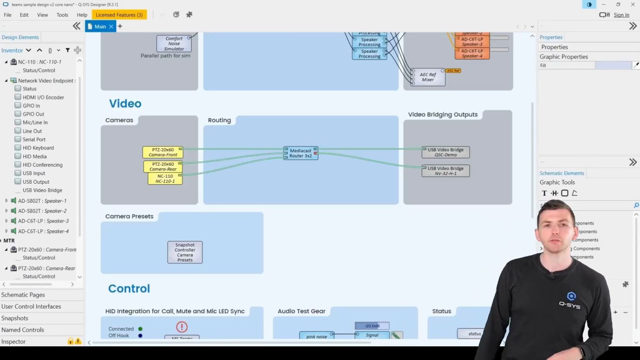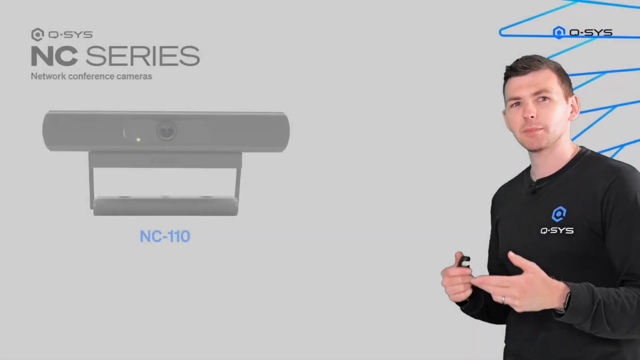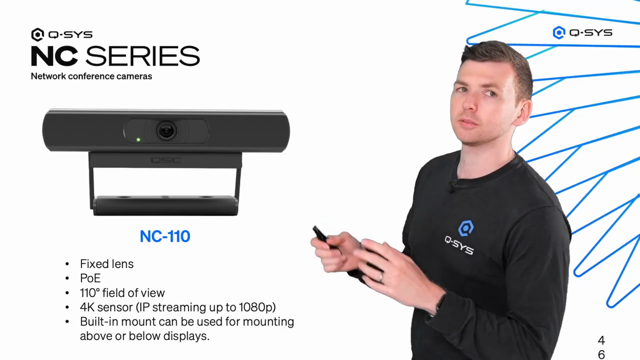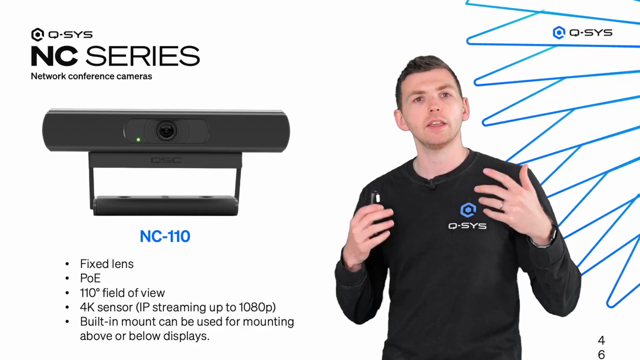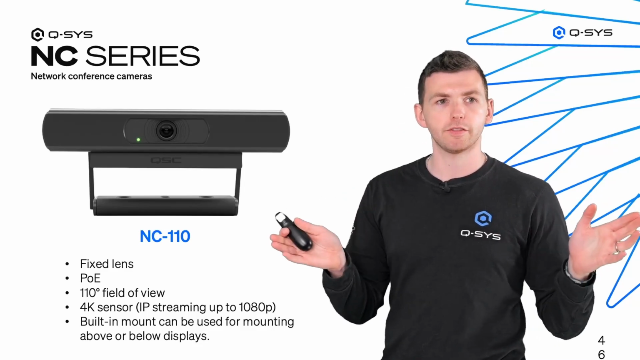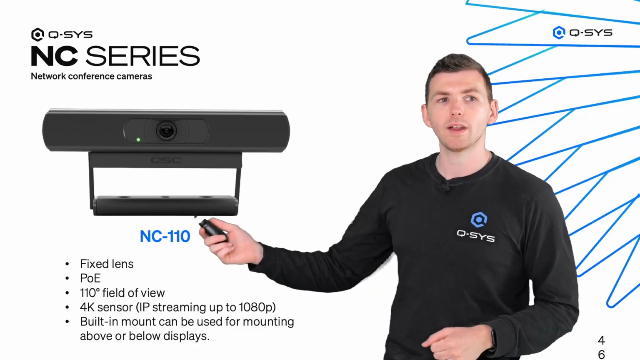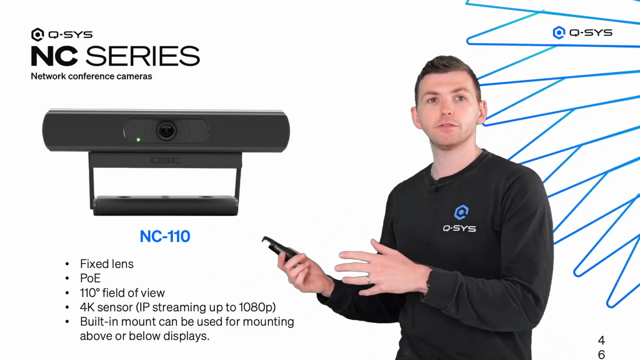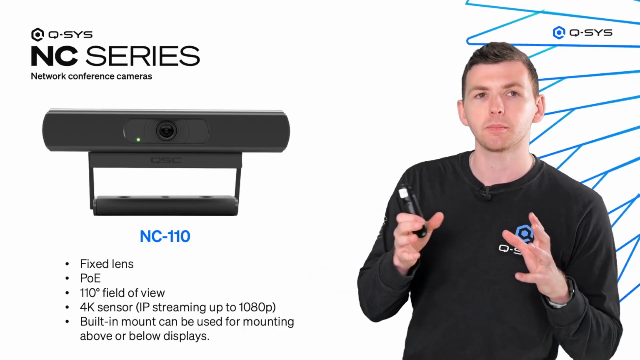Now, before we move off from cameras completely, let's actually talk about the cameras. So we need to think about the hardware here. This is the NC110. This is the smallest model in the NC range, and this is great for a small room where you want a wide field of view to pick up people quite close to the camera. So the 110 means 110-degree field of view. This has got a 4K sensor, of course, and with it you can do electronic pan, tilt and zoom.